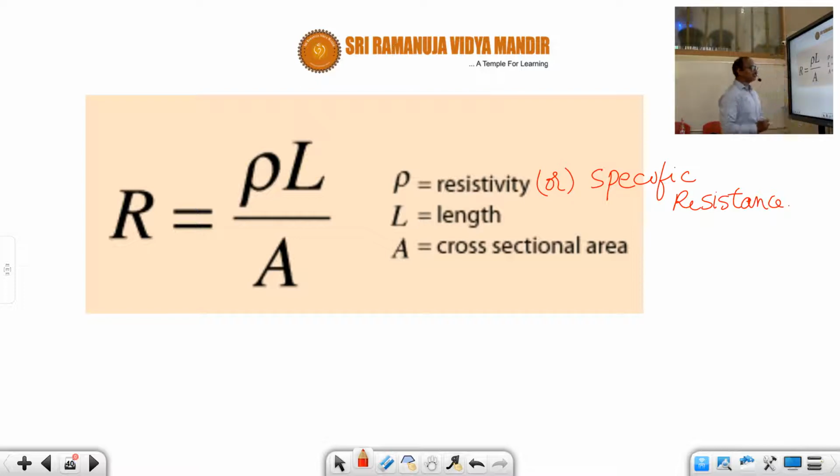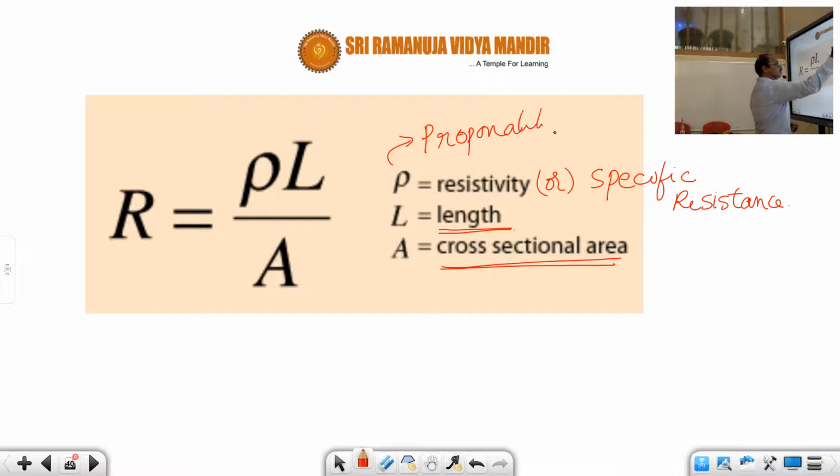So on what factors will the resistance depend? The resistance will depend on the length of the conducting wire and the area of the cross section of the wire. And this rho is called resistivity, and this is called the proportionality constant.